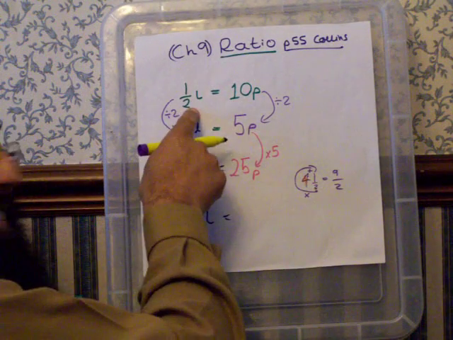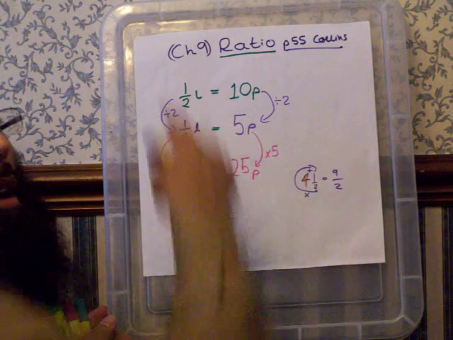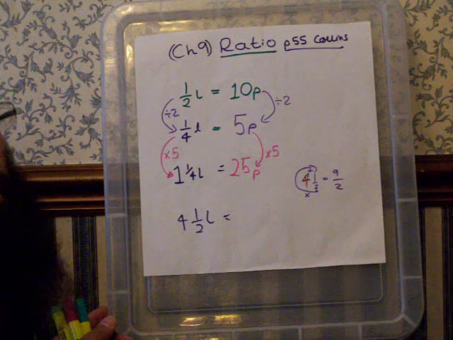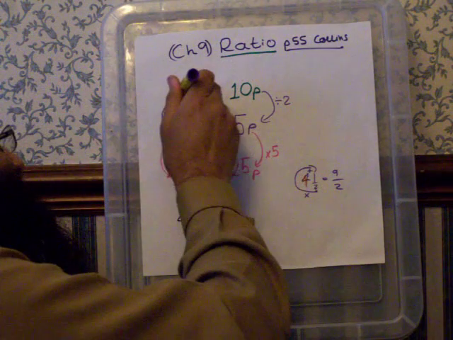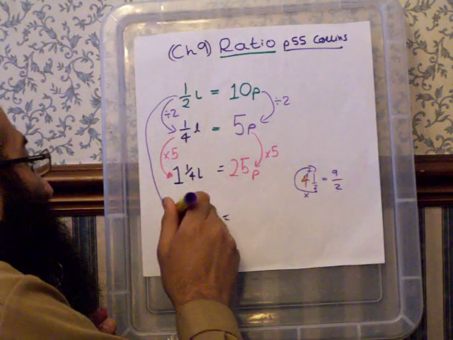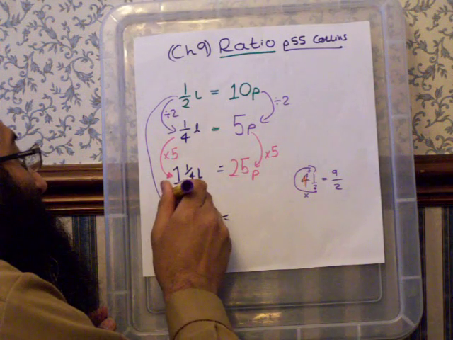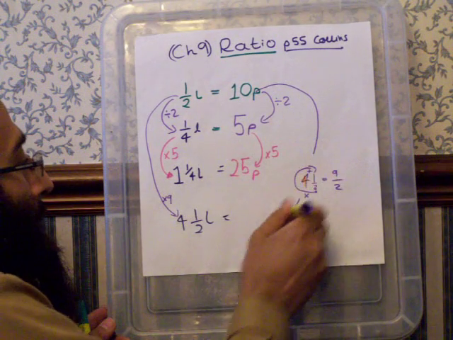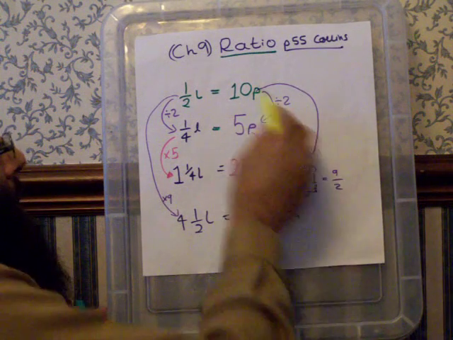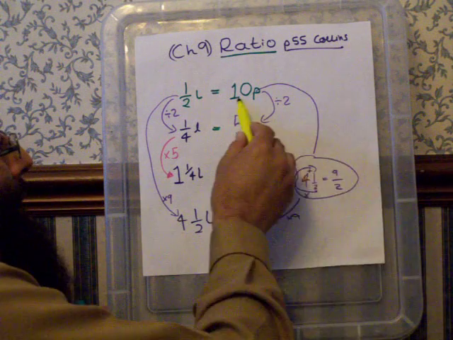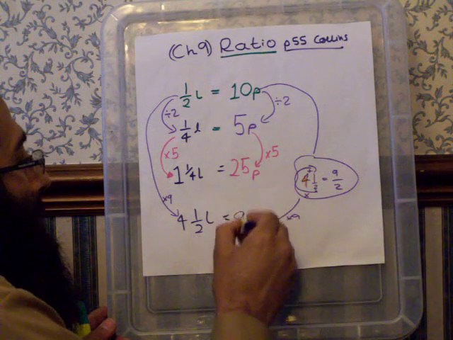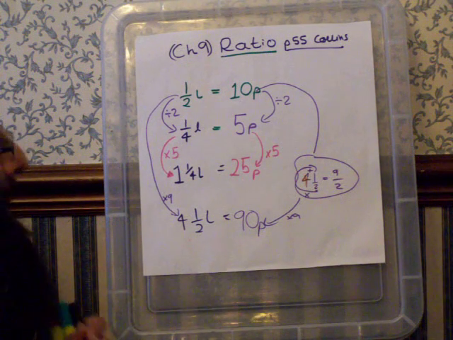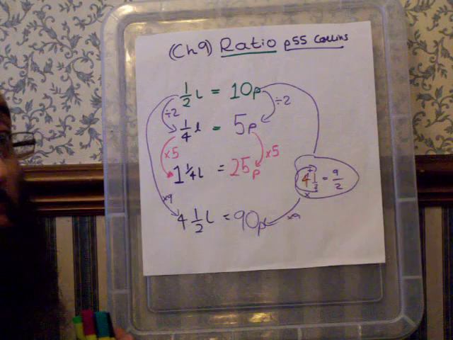So to get from a half a litre to 4.5, we are actually going from half a litre to 9 halves. So how do you get from 1 half to 9 halves? We multiply by 9. And if I times the 10p by 9, how much is it? 10p times by 9 is 90p. Okay?